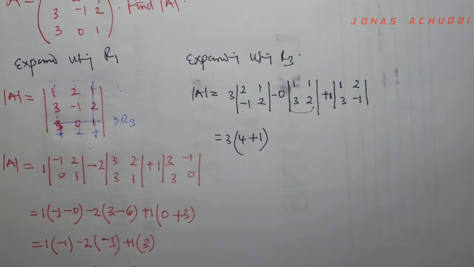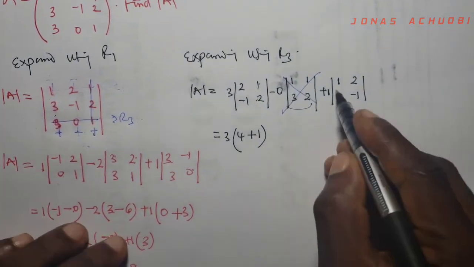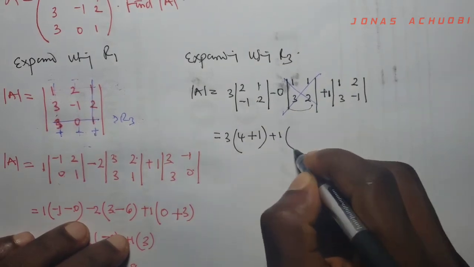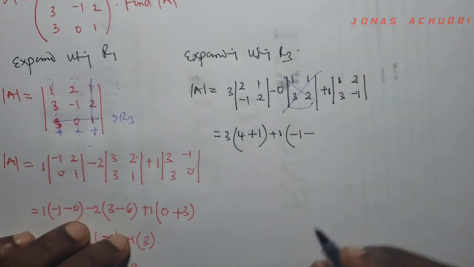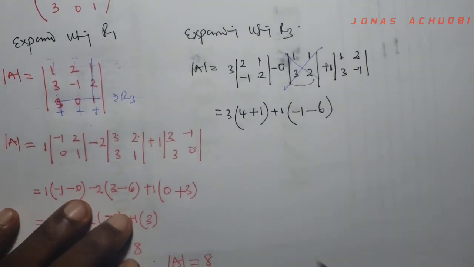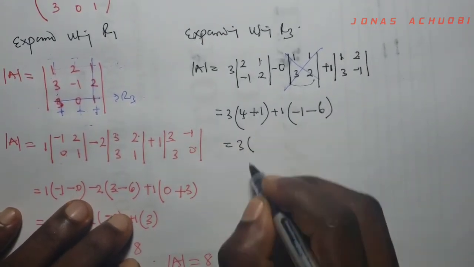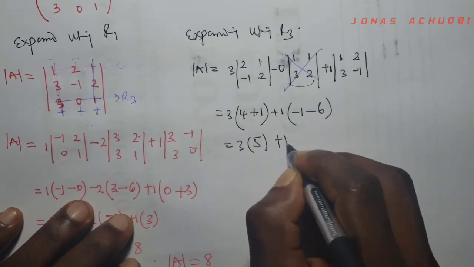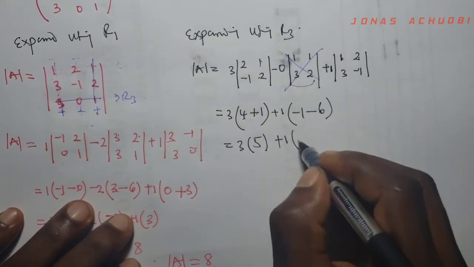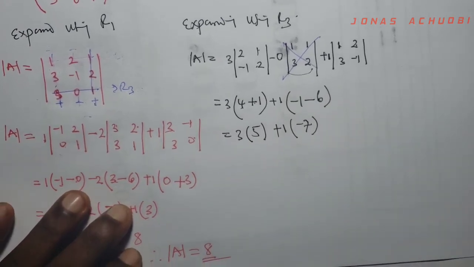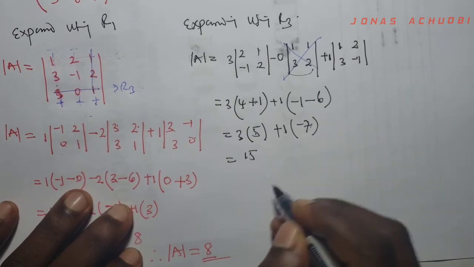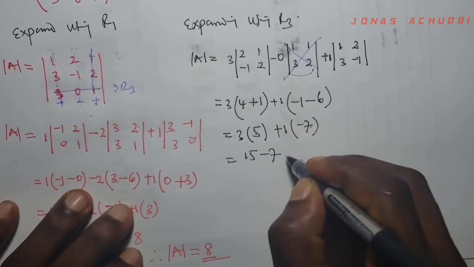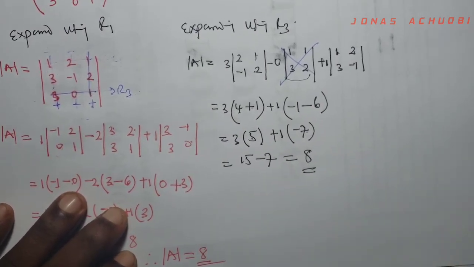So we can as well just delete this term. Is it not so? It is. What is left here is plus 1 times, 1 times minus 1 is minus 1, minus 3 times 2 is 6, that is minus 6. So that gives us 3 times 4 plus 1 is 5, plus 1 times minus 1 minus 6 is minus 7. That is 3 times 5 is 15, 1 times minus 7 is minus 7, and 15 minus 7 is what? It is 8.